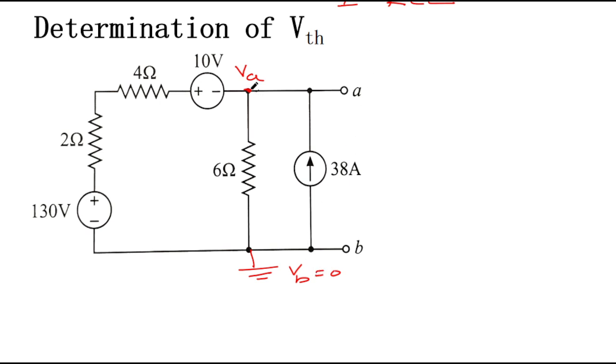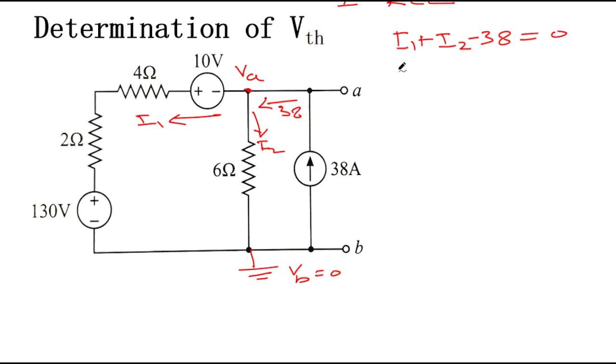Now, let us say there are three currents flowing. This current is I1, this current is I2 flowing here, right? Similarly, the 38 ampere current is coming in here. Applying KCL at node A, it will be I1 plus I2 minus 38 is equal to 0. We have assumed I1 and I2 as leaving currents, and 38 is the entering current at the node.